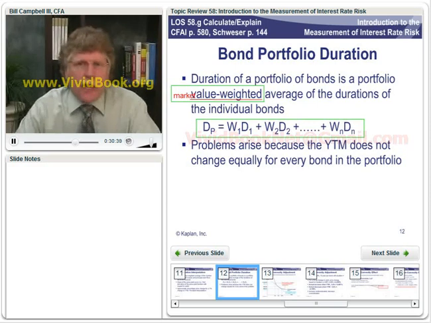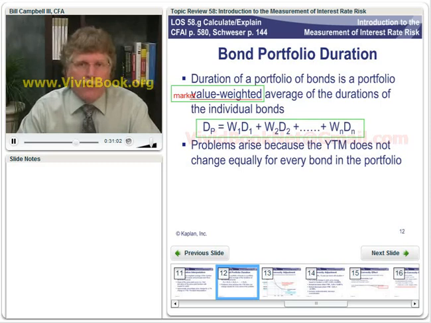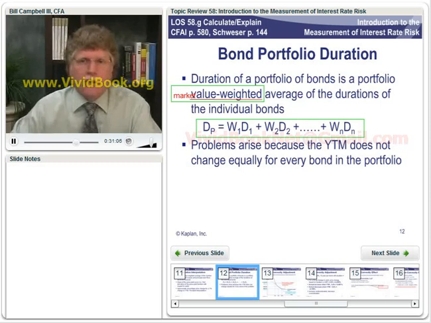Now in practice, this may not tell you the actual price change of your entire portfolio, because remember, duration assumes a parallel shift in the yield curve. Every yield to maturity increases by 50 basis points or decreases by 20 basis points. And in reality, the yield curve may shift something other than parallel. But for a short-term approximation, this is pretty good.